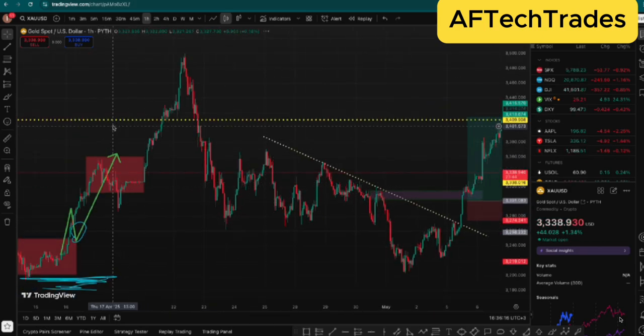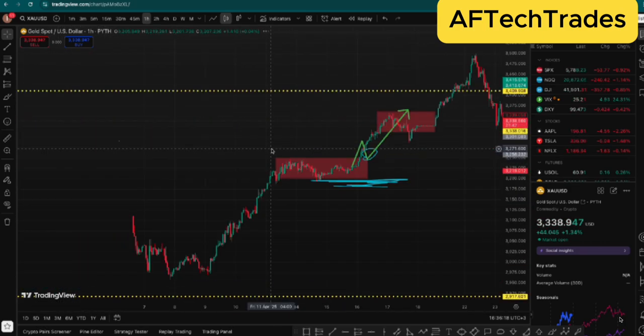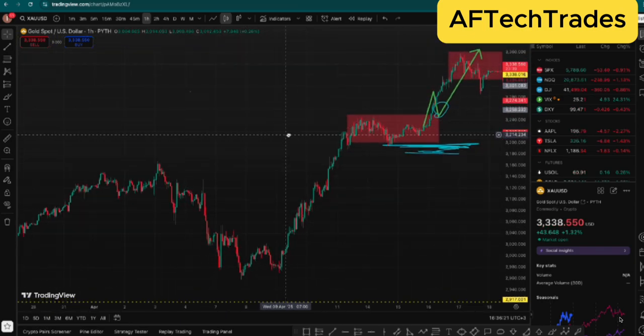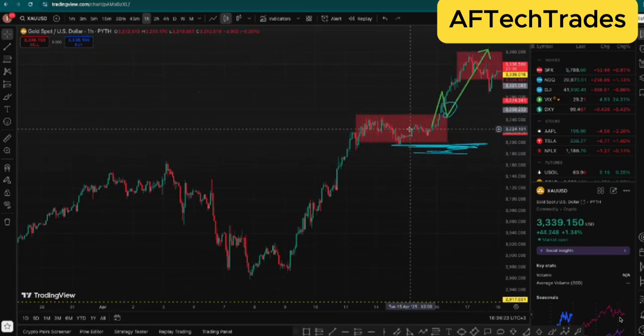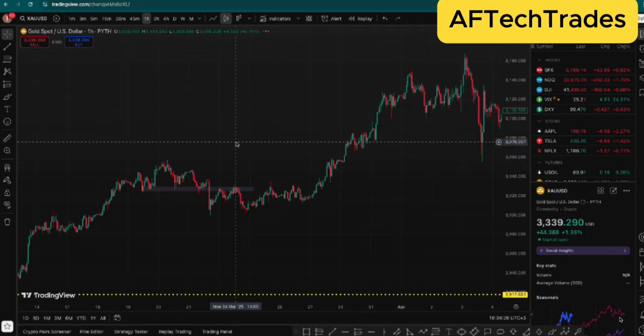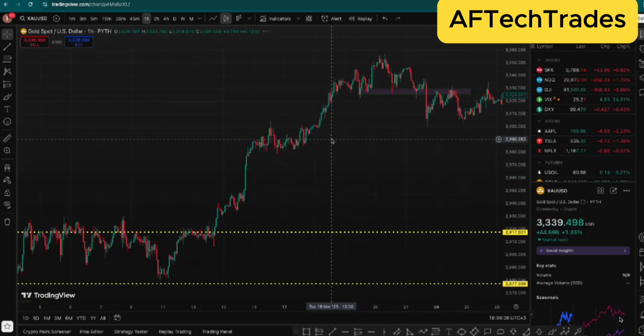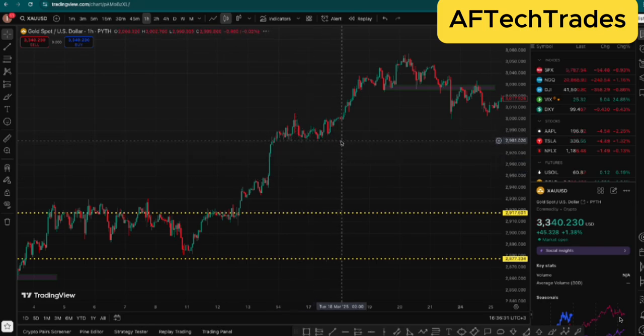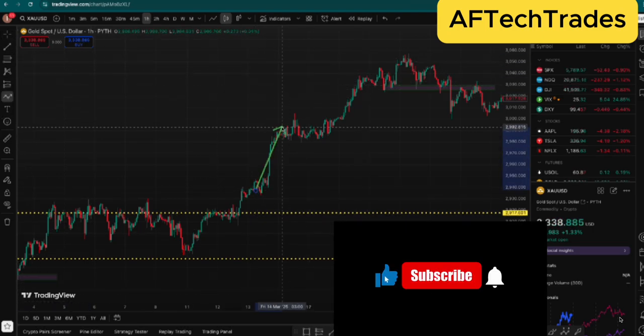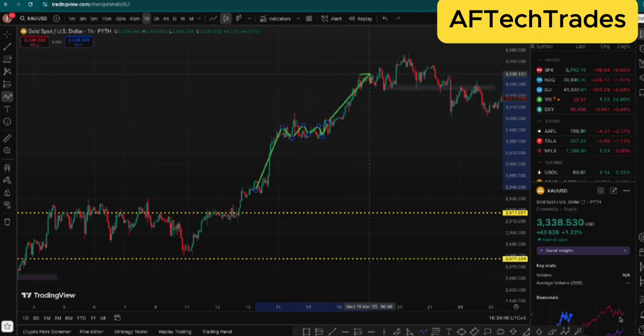So let's look for another setup of rally-based rally and see. Now you can see, okay, this is the one we just finished analyzing here. So let's look for another setup. Okay, now this is a good example of another rally-based rally. You can see that this market went up, then consolidated around this zone before it breaks up, right? So this is another good example of rally-based rally.